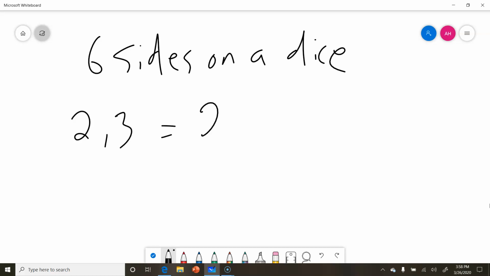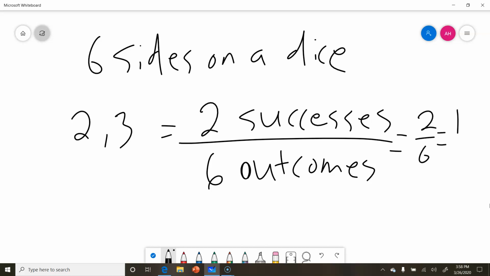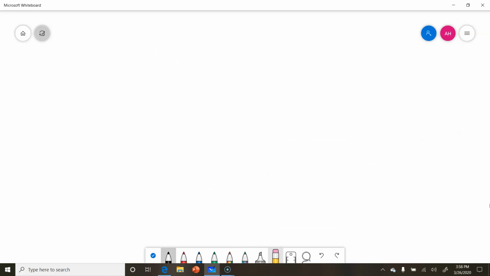Well, that's 2 successes, that's 2 things, over how many outcomes? We could have 6 outcomes. So that reduces to 2 over 6, which is 1 over 3, or if we did that in decimal, 0.33, which is 33%. So what is the likelihood, what is the probability that we would get a 2 or 3? That is a 33% likelihood. Okay, if you need to pause that, there's just another example to look at. Okay, now that's pretty easy.